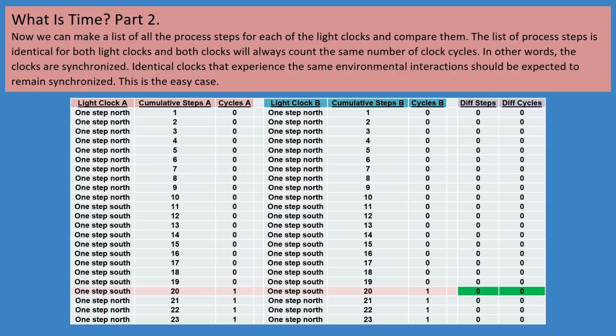Identical clocks that experience the same environmental interactions should be expected to remain synchronized. This is the easy case. And we can see on the chart that out of 20 steps, these 20 steps are exactly equal for both of these clocks. The difference in the number of steps is always 0 because they're each counting the same number of steps, and the difference in the cycles is always 0. Whenever one clock changes, the other clock changes to a completed cycle. And we count one completed cycle here, and if the list kept going, it would be eventually 2, 3, 4, counting the cycles, and they would always be the same.